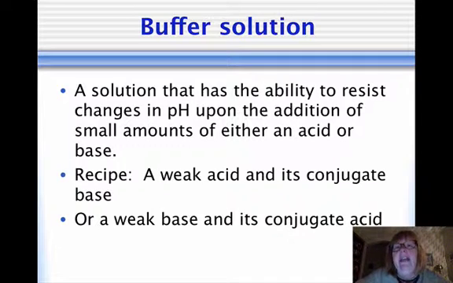So if you add an acid or a base to a buffer solution, it's able to pretty much stabilize the pH. It won't change very much with the addition of those acids and bases. So what is the recipe for a buffer? Well, the recipe is you need to have a weak acid and its conjugate base in solution, or a weak base and its conjugate acid in solution.